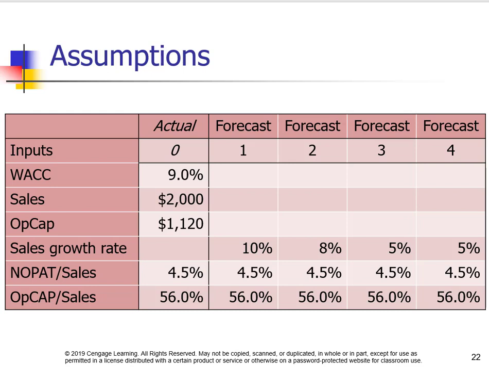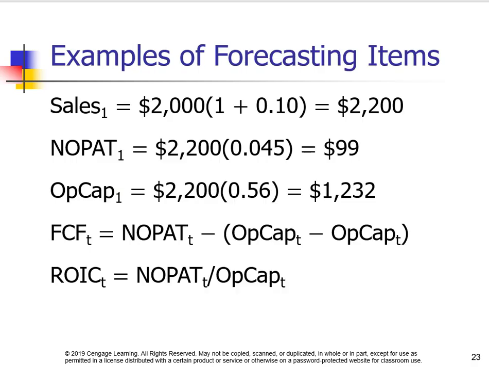And here's our spreadsheet that has our inputs. These are all the numbers that we've just established in our previous assumptions. So now let's start to think about how we can forecast the items that we need to forecast free cash flow. So what would the sales be in year one? Well, it's $2,000 times the 10% growth rate, $2,200. What is NOPAT? NOPAT, net operating profit after taxes, has historically, maybe that's where we got this number, been 0.045 or 4.5% of sales. In this case, $99.